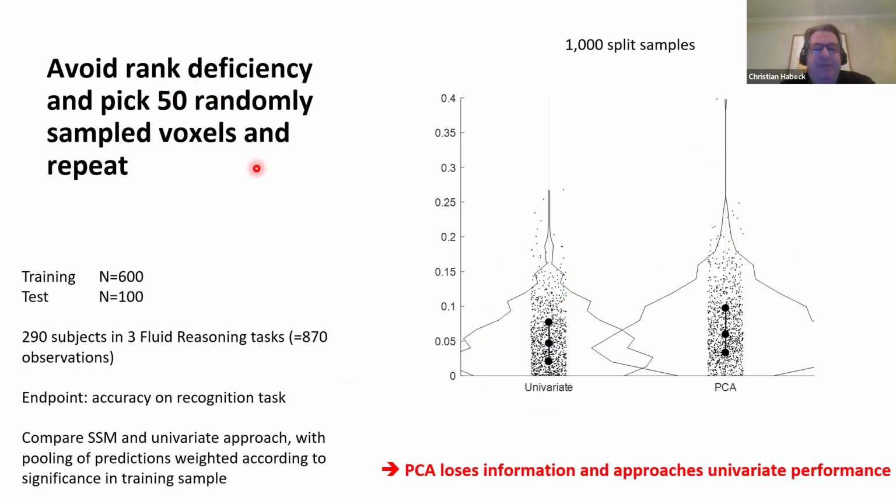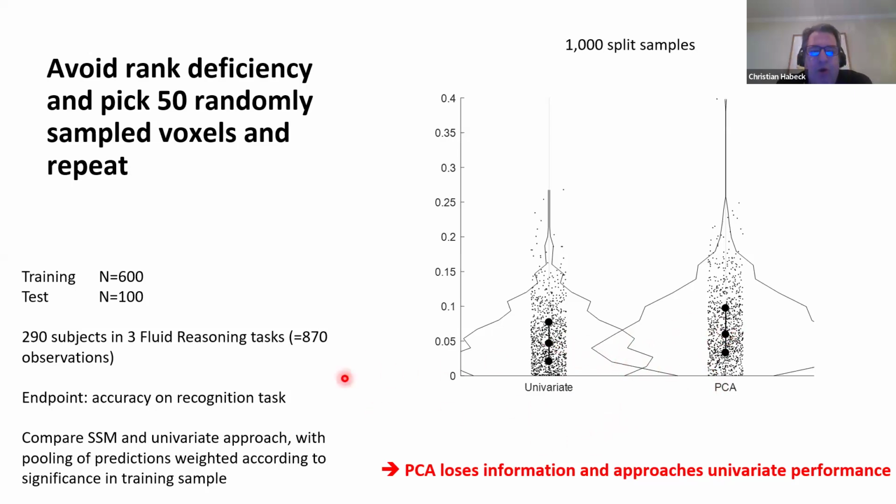Imagine now we have 50 randomly sampled voxels. So we're really destroying the rank deficiency. It's not rank deficient at all anymore. Still, I think the PCA approaches the univariate performance. It's pretty bad, but we are always doing better, right?